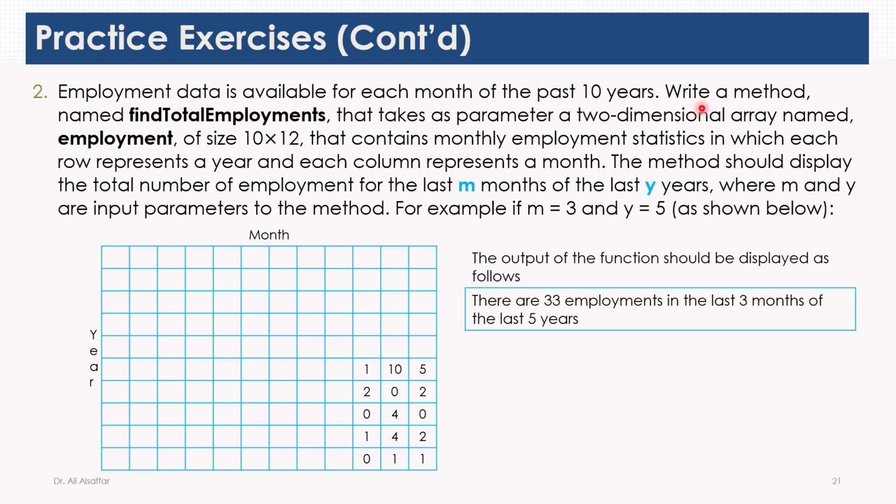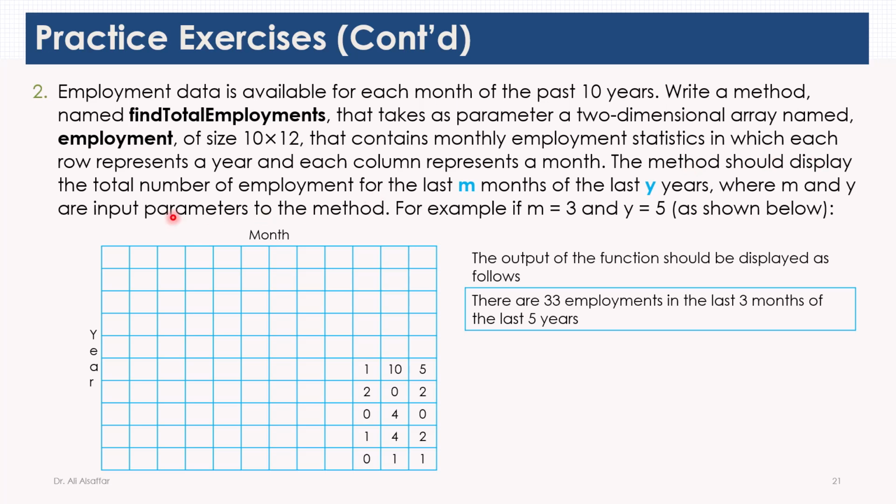Let us see what is required from the problem. It says write a method. So a method needs to be written named findTotalEmployments. We need to find the total, which is the sum. This method takes as parameter a two-dimensional array named employment. This is the name of the array of size 10 by 12 that contains monthly employment statistics. So inside the array, we have statistics about employment for certain years and certain months.